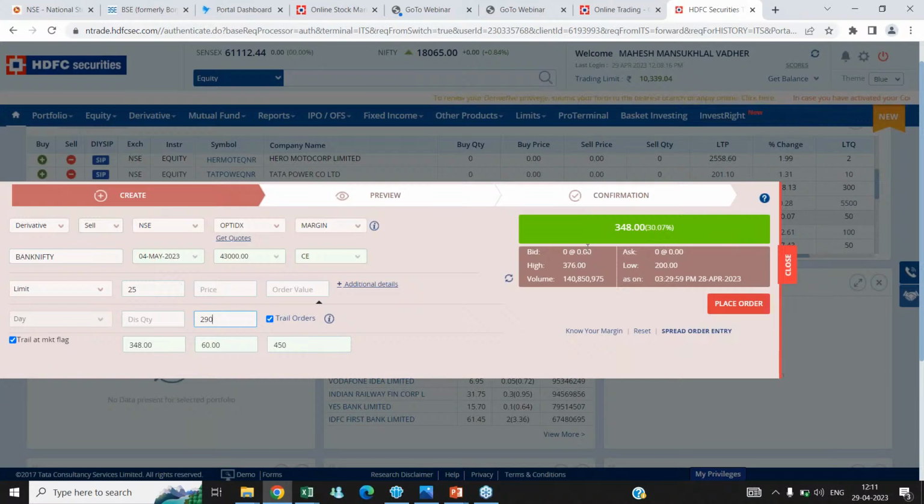It will trail at every higher price, and you need to define the limit also. Suppose you define the limit at 280, because in a stop loss you need to define two prices, that is the trigger price and the limit price.